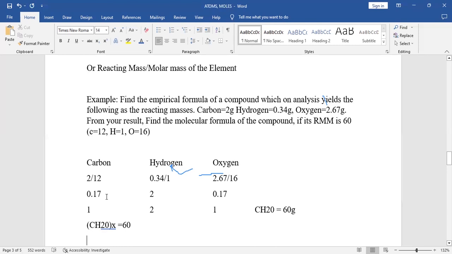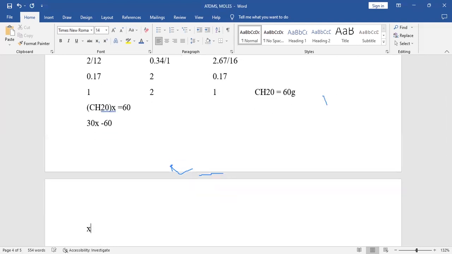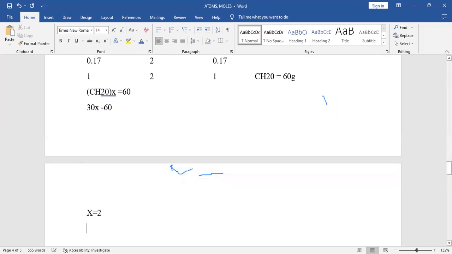Good. So we can now calculate the masses here using what we're given. C is 12. H times 2, that's 1 times 2, 2. So 12 plus 2, 14. Plus oxygen, 16. That is 30. So 30x equals 60. If you divide both sides by 30, x will give you 2. So that means x is 2. So the empirical formula is CH2O.